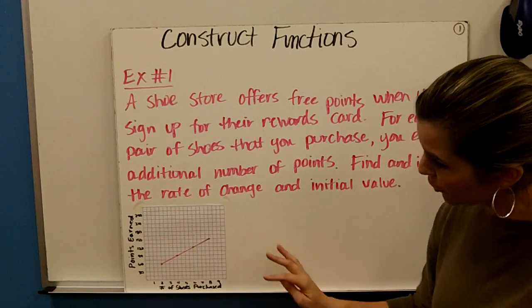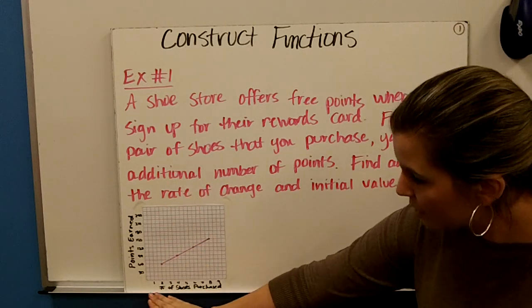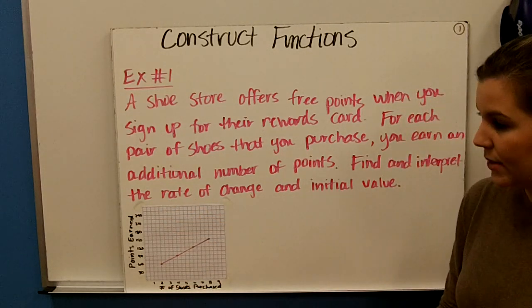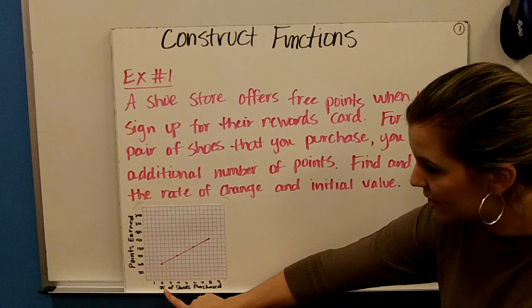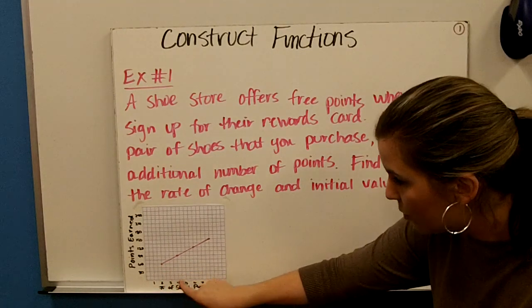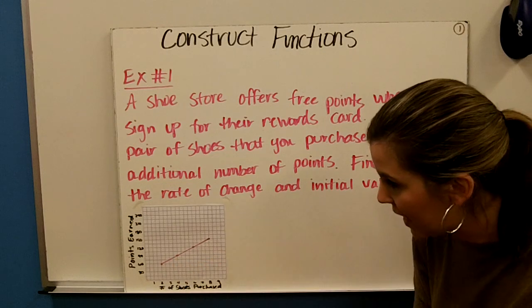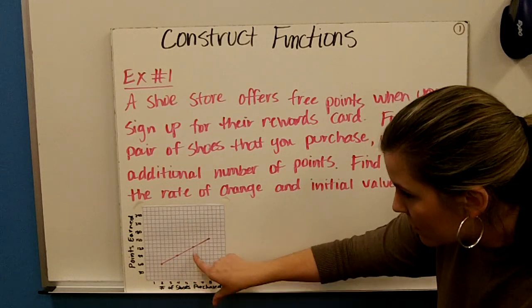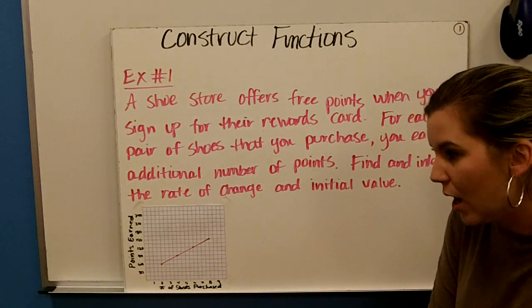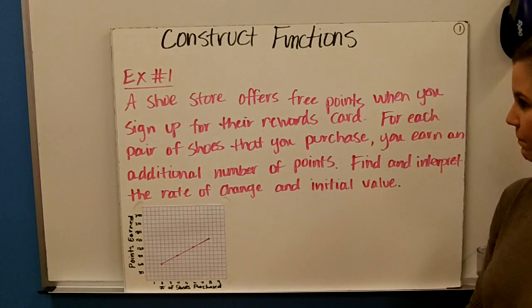So we are given a graph, and we have number of shoes purchased on the x-axis and points earned on the y-axis. So I can see that if you buy 2 pairs of shoes, you will have 60 points. If you buy 4 pairs of shoes, you'll have 90 points. 6 pairs of shoes, 120 points, and 8 pairs of shoes, 150 points.